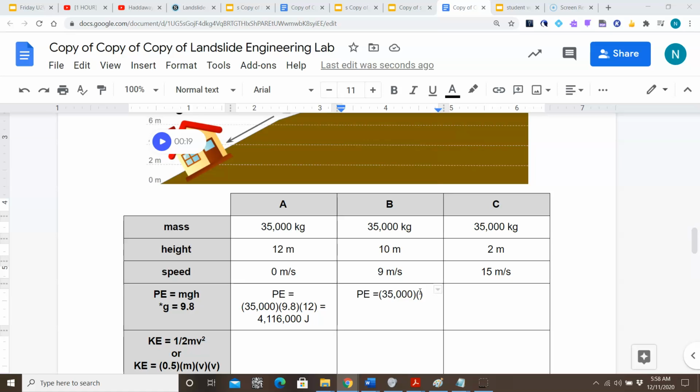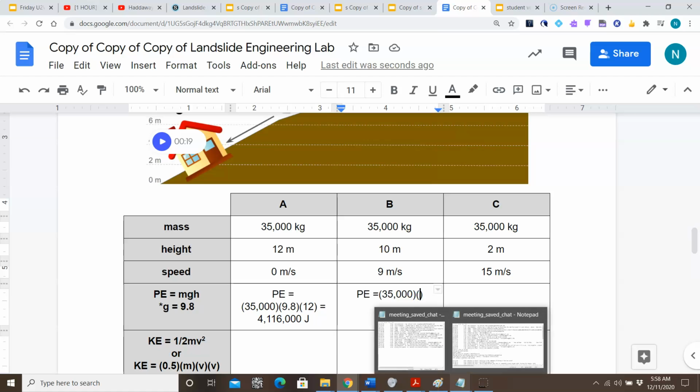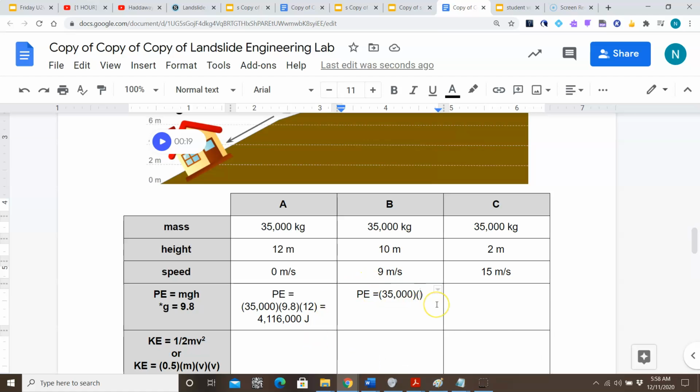So this one's C, everyone's supposed to do that one on their own. You should know that G is equal to 9.8. Now, some people aren't following along, so I understand that. But for those of you who are following along, you should know G is equal to 9.8. All right, and then the height.